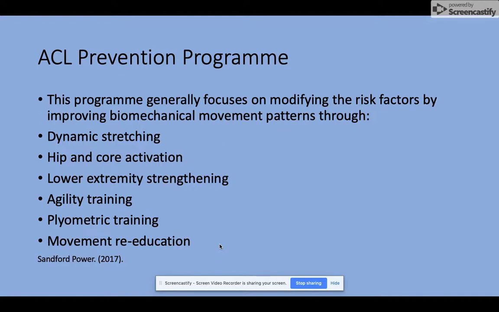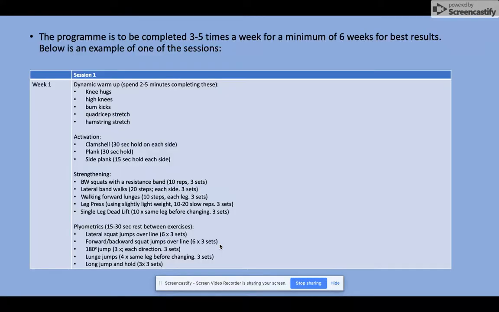Patient X was given an ACL rupture prevention program to follow. The program was designed to focus on modifying the risk factors by improving biomechanical movement patterns by including dynamic stretching, hip and core activation, strengthening the lower extremities, agility training, plyometric training, and movement re-education. The program was to be carried out 3 to 5 times a week for 6 weeks.